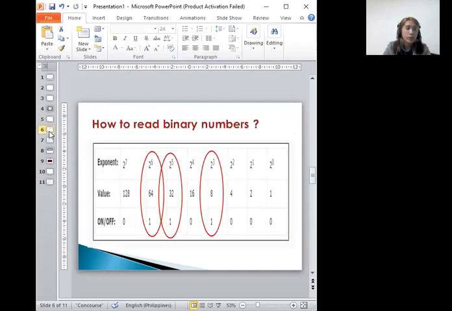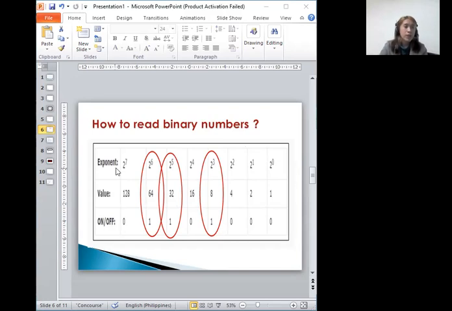Now we're going to read binary numbers. So how to read binary numbers in computer language? Reading binary code typically means translating a binary number into a base 10 decimal number that people are familiar with. Each digit location in a binary number has a specific value if the digit isn't a 0. Once you determine all of the values, you simply add them together to get the base 10 or decimal value of the binary number.